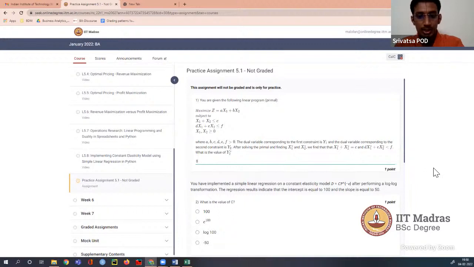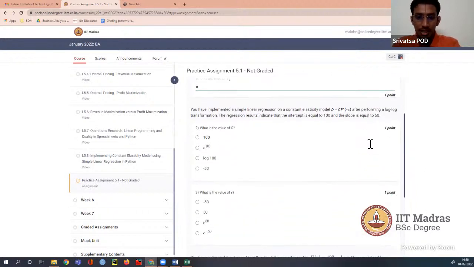And the next question is, you have implemented a simple linear regression on a constant elasticity model with the following formulae after performing a log-log transformation. When you perform a log-log transformation, that constant elasticity model will turn into ln of demand equal to ln of constant minus epsilon into ln of the price.